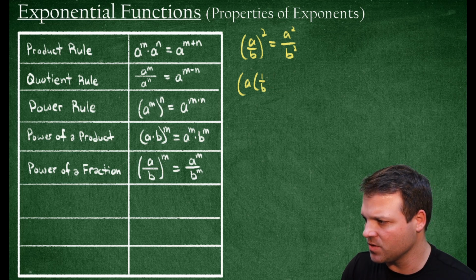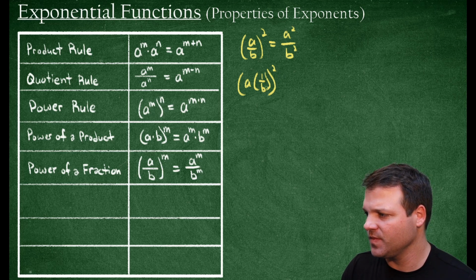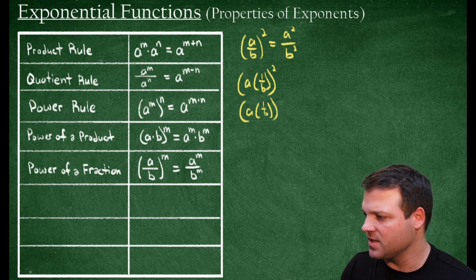Make sure we can actually see that: a times 1 over b, squared. I could just leave it like this, but it's kind of similar to our last property. If I have something all squared, then that is the same thing as that thing, a times 1 over b, multiplied by itself twice since this is squared.